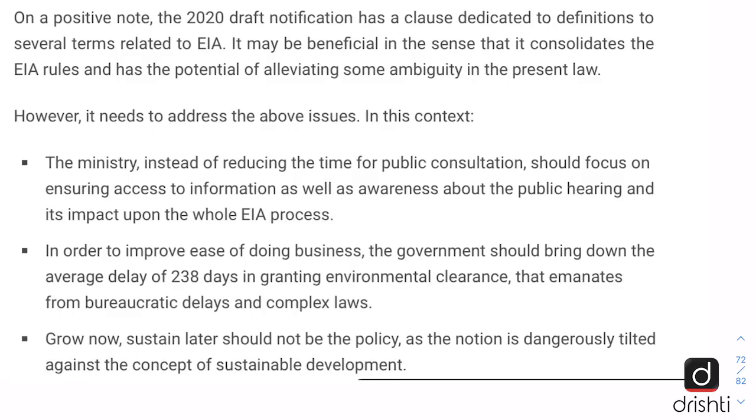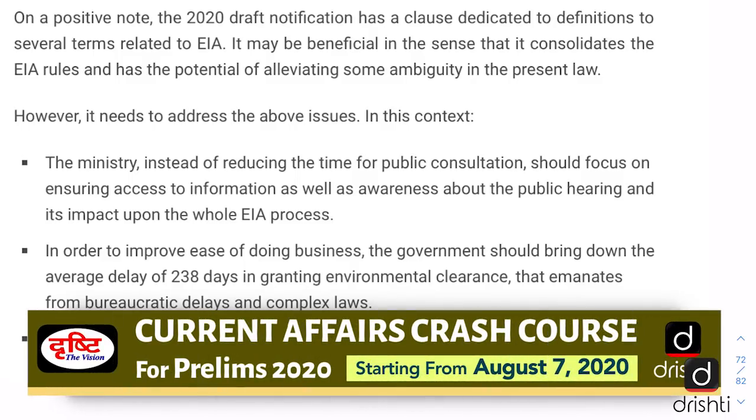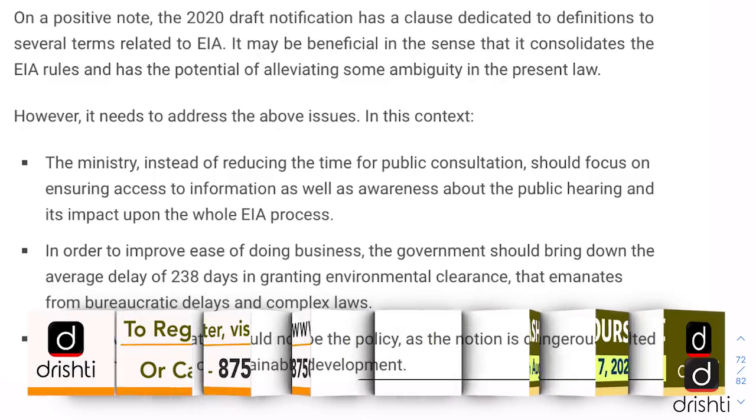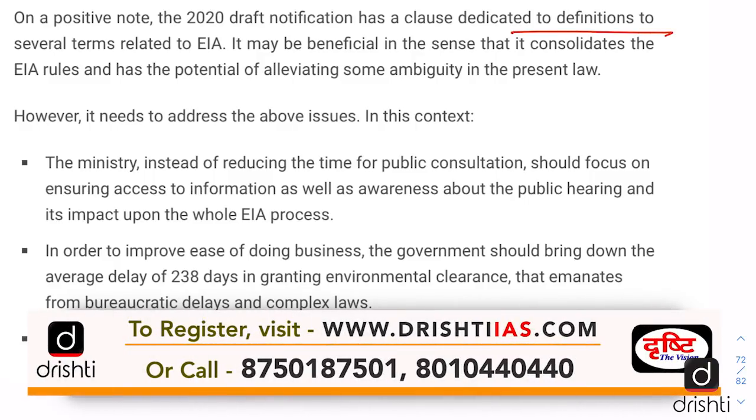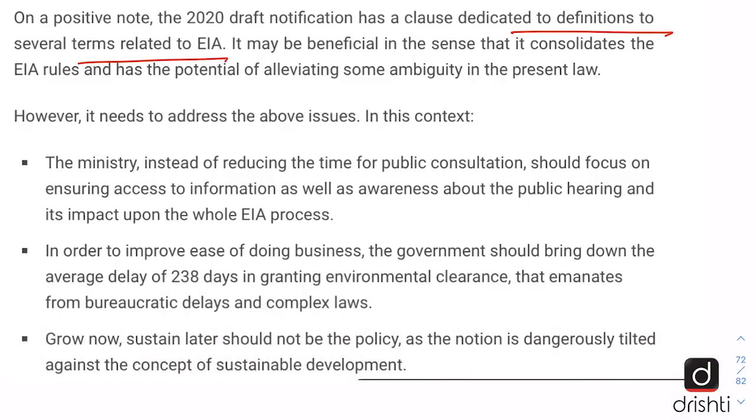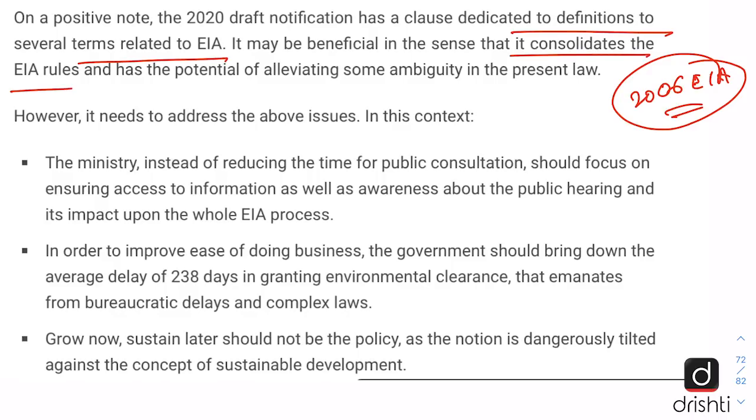But if we look at the positive side of the 2020 draft notification, it has a clause dedicated to definitions of several terms related to EIA, which is an improvement over the 2006 EIA notification. Because it will be beneficial in the sense that it will consolidate the EIA rules and will have the potential of alleviating some ambiguity which is present in the existing law. However, certain issues need to be addressed by the ministry.